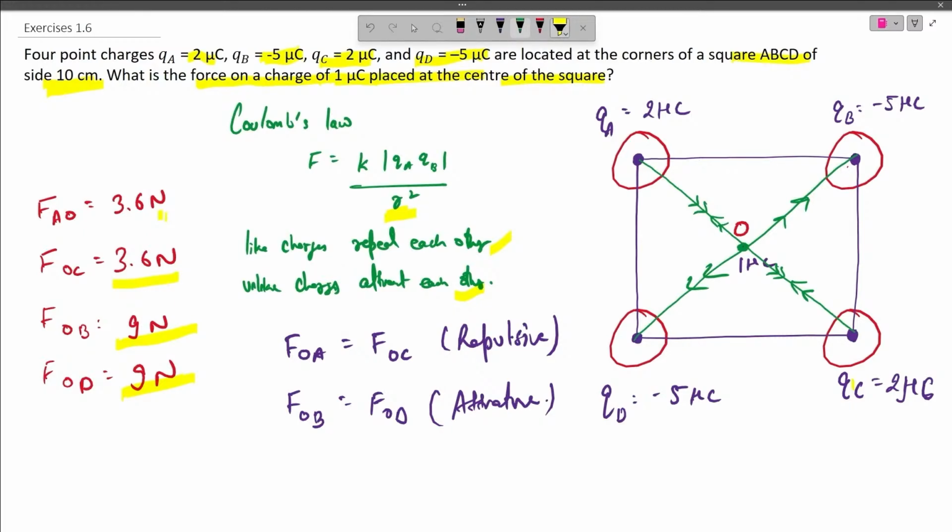We saw that there are opposite forces of equal magnitude and they all are cancelling out each other, so the net force on this 1 microcoulomb charge particle would be 0.